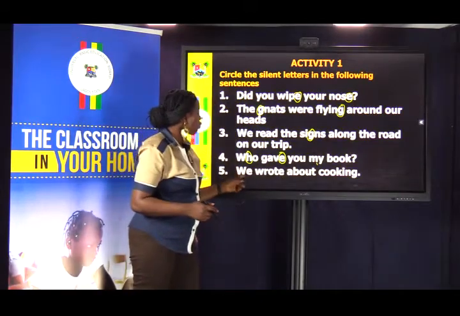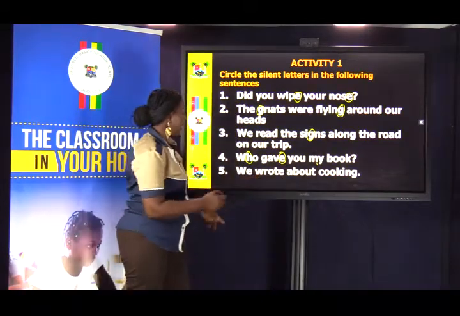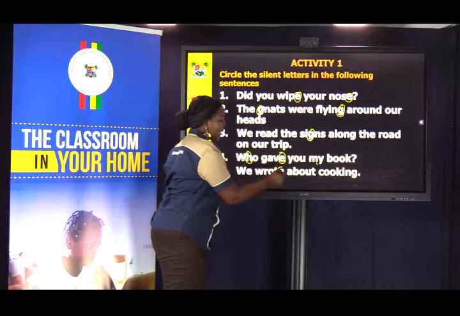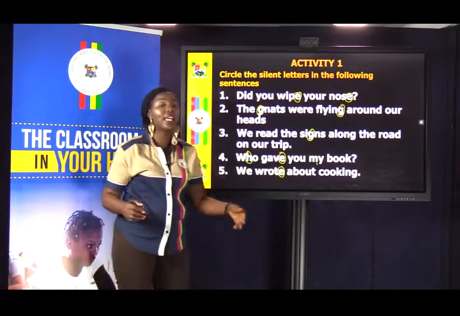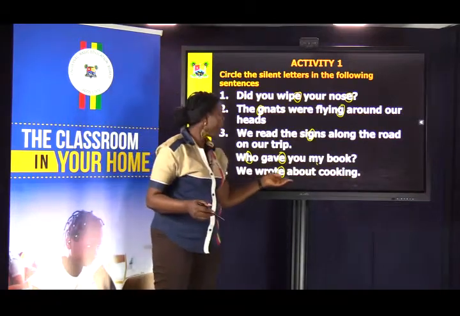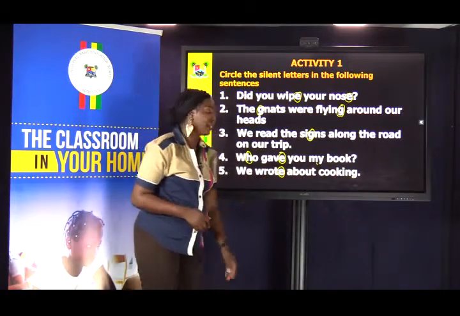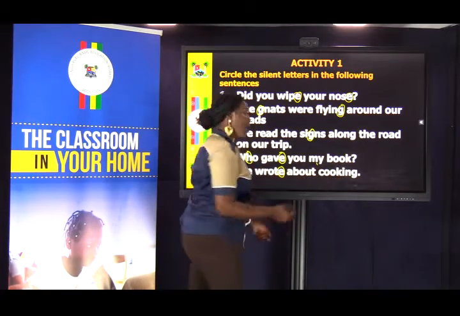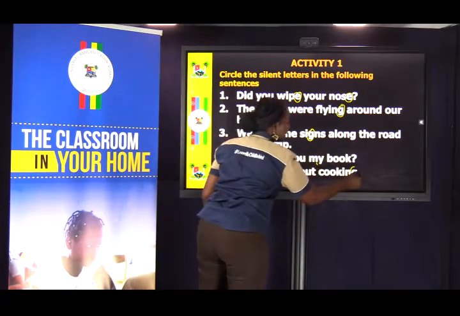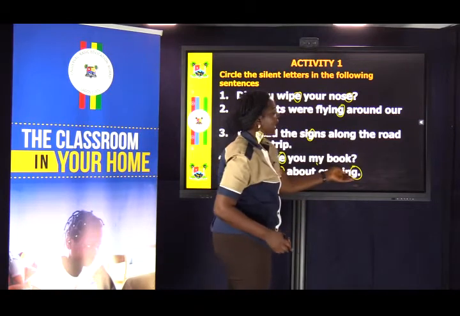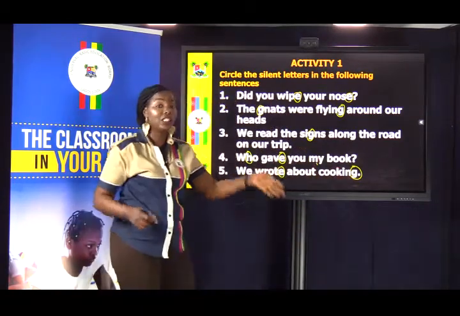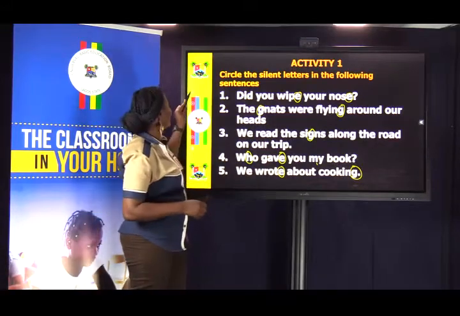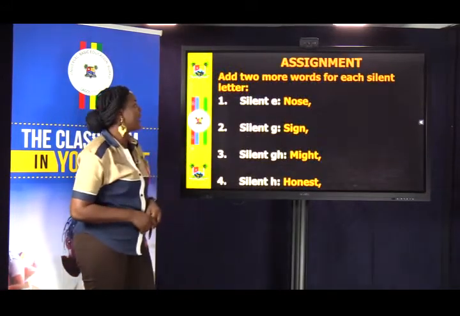Number 5, we wrote, okay. This is letter E, allowing letter O to say its name, and it itself is silent. We wrote about cooking. Cooking. Can you hear letter G in this word? No, we can't, because in this word, letter N that comes before letter G has already made letter G silent. And now to your assignment.